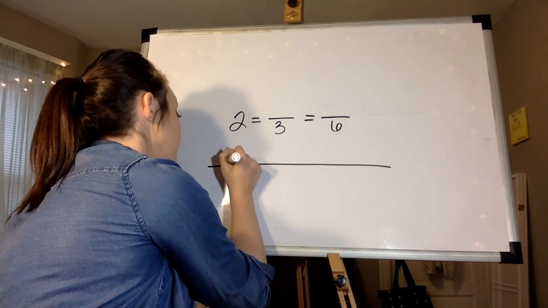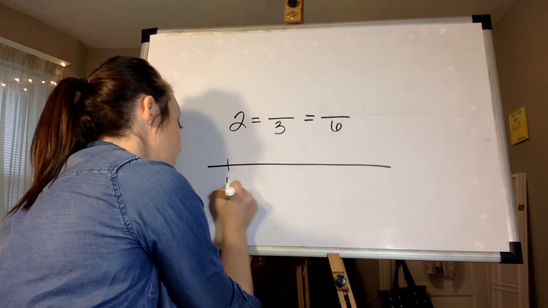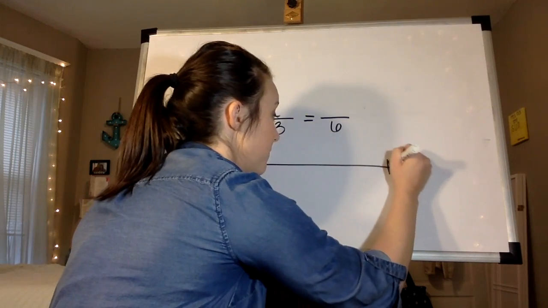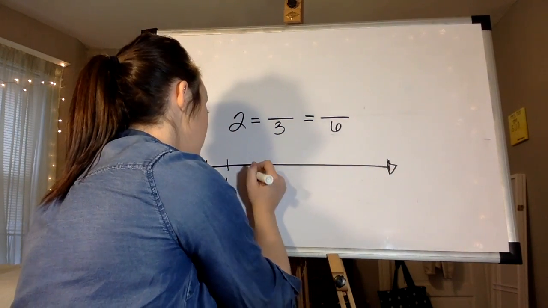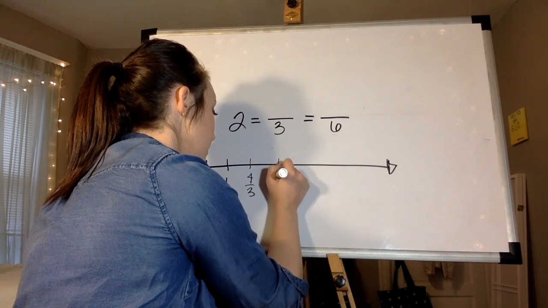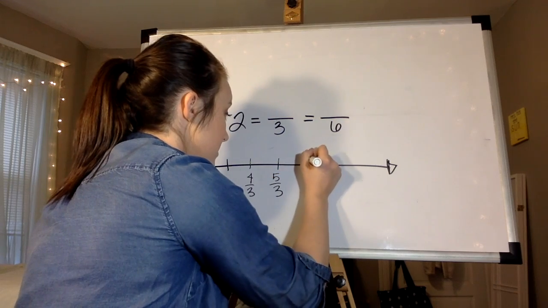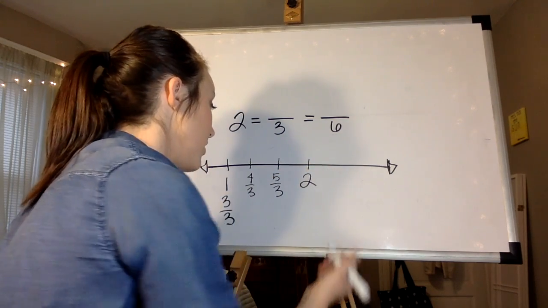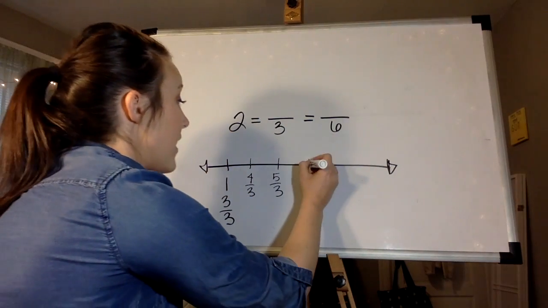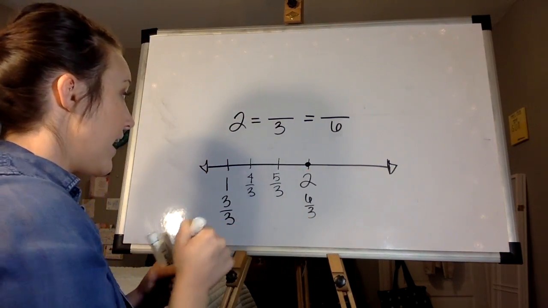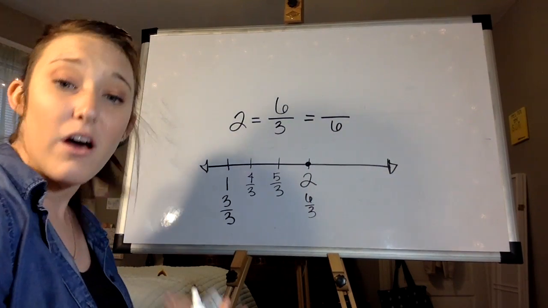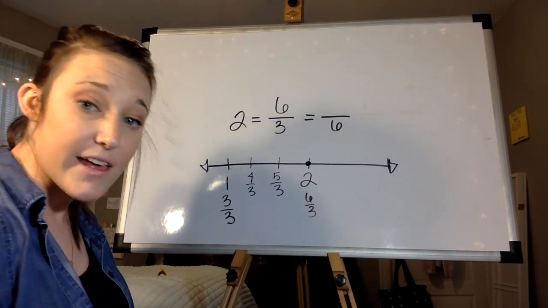So if I'm here and I have my number 1, which is also equivalent to 3 thirds, okay? So then I'm going to go 4 thirds, 5 thirds, and then this would be 2 or 6 thirds, okay? So right there at my 2, I have 6 thirds, okay? But it's also equivalent to something over 6, okay?